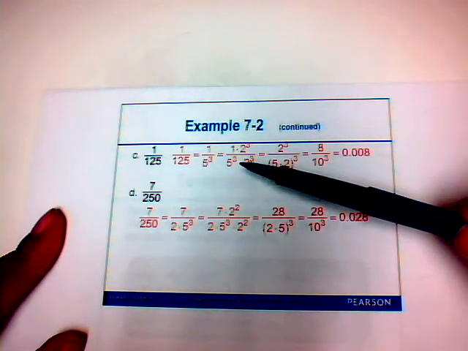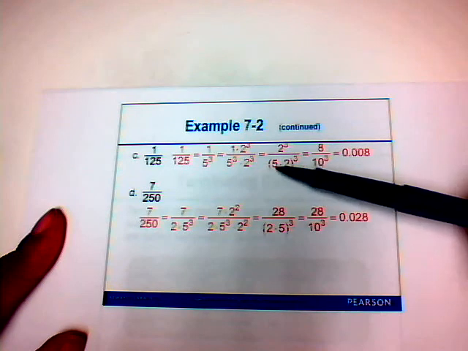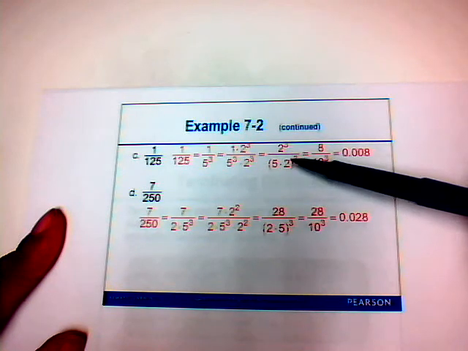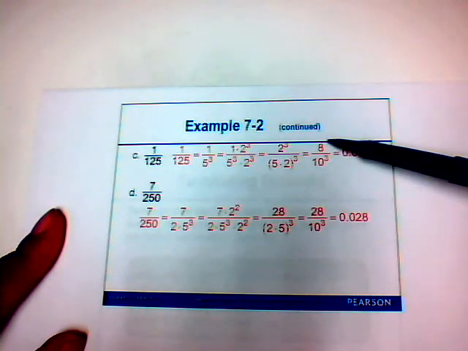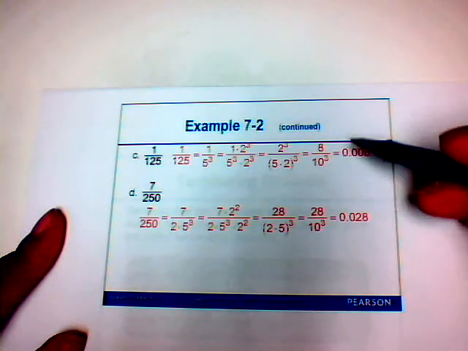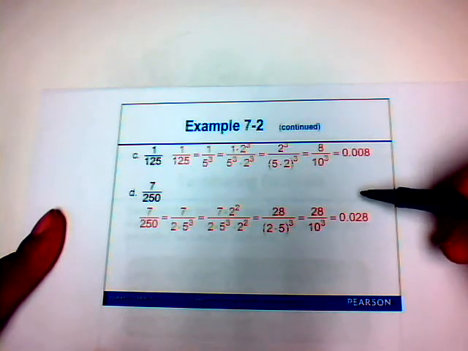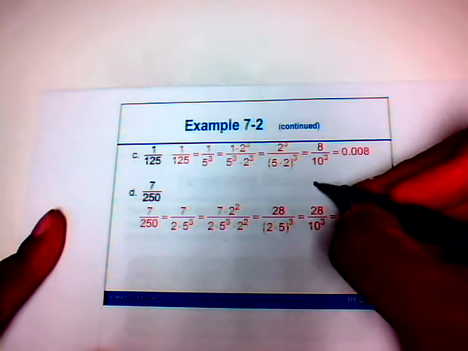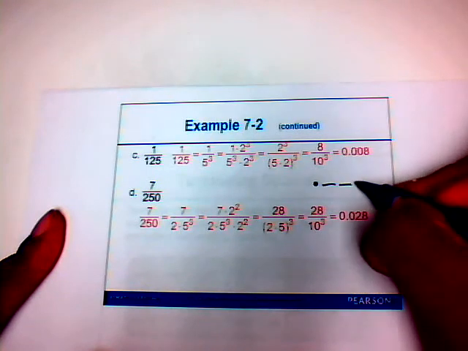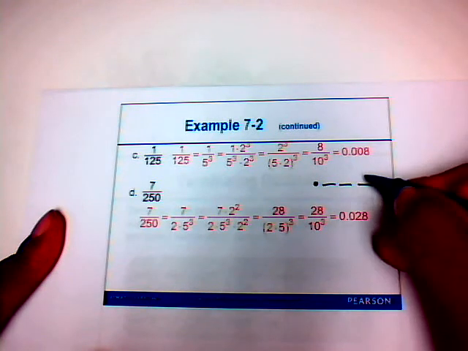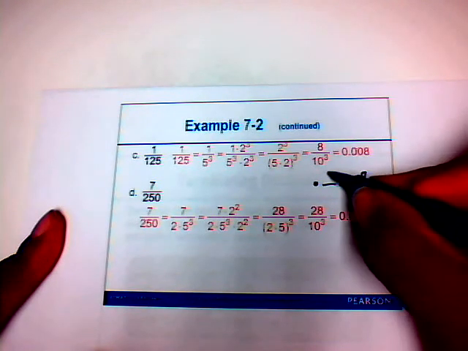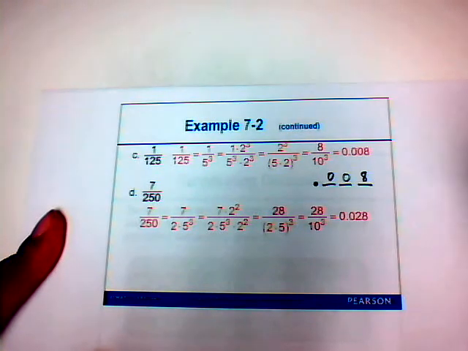And then 5 to the third times 2 to the third would be 5 times 2, all that's raised to the third power. 5 times 2 is 10. So that'd be 10 to the third power. So I have 8 over 10 to the third power, or 8 1,000ths. Meaning I need 3 numbers after the decimal point, because this last decimal place value position is the thousands place. The 8 can go there, but the other 2, I need to put zeros there.